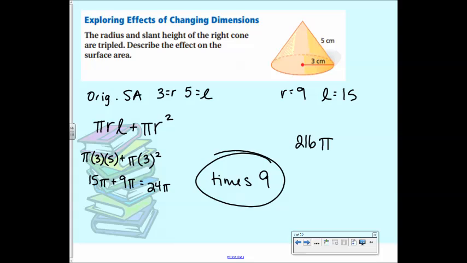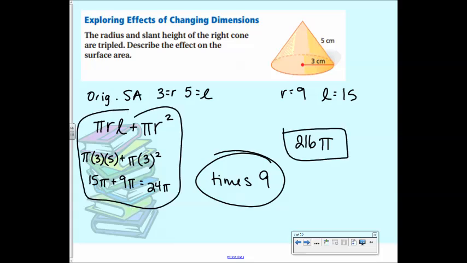So if you do all this work here, and then all the work over here to get 216, and then you don't do this part, you're going to get points, but make sure you do this part because this is what the question is actually asking for. So what is the change in dimension?